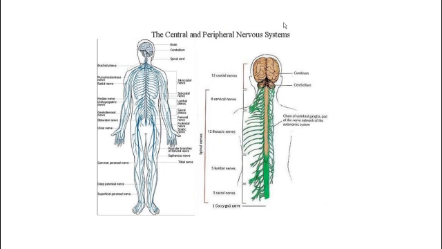So again, just another way to look at the central and peripheral nervous systems, and in green you can see the vertebral nerves exiting here on the right hand side.